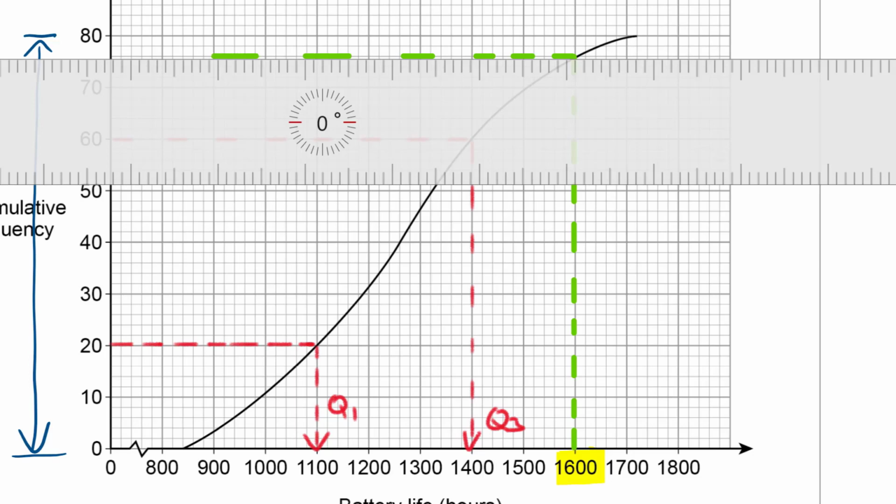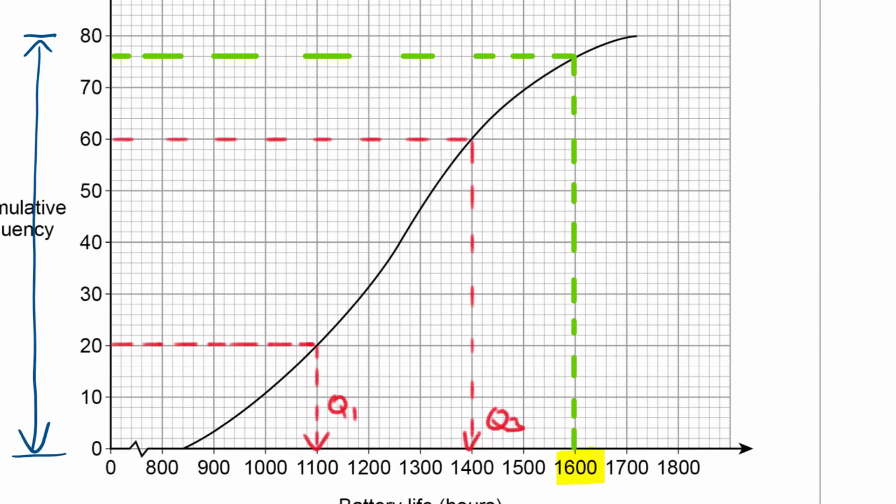Okay, struggling to draw on this line today. Go on, stop being annoying. Okay, done it. Right, so what's that value there then? That reads to me like 76. So up there is 76. Now what does that tell me though? That tells me that 76 batteries had a battery life of 1600 hours or fewer.